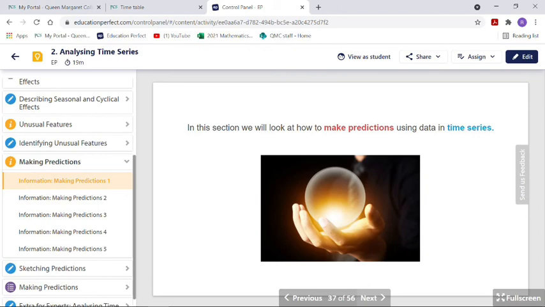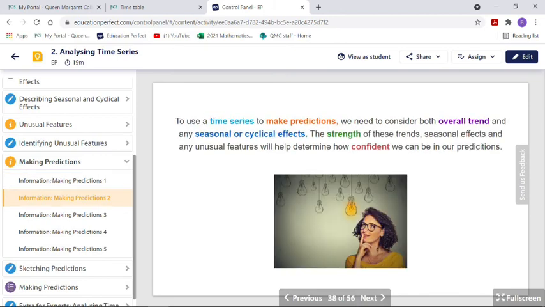Fun. All right, so we're going to look at how to make predictions. You have to be very careful when you're making predictions. We can make predictions, but when we do, we don't just consider the overall trend. We also have to consider any seasonal effects, right? Because if you see that over time, this thing didn't increase at this point, it went down, then that's the prediction you need to make. So be careful. The only way you can tell and be confident about your prediction is to consider everything.